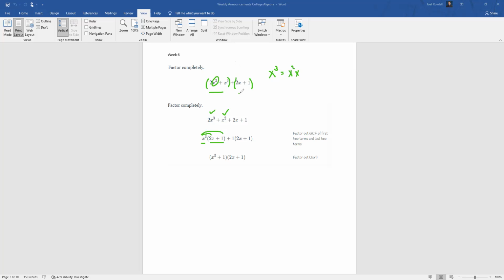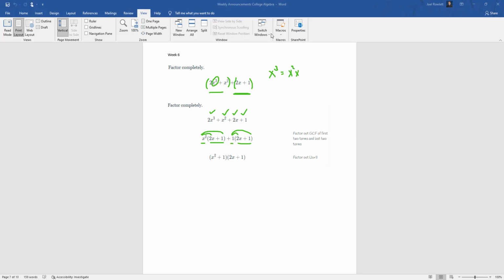Now, if we look at the second group here, the 2x plus 1, there's really nothing I can factor out other than positive 1. And that's exactly what they did here. They took out a positive 1. And then what was left over is 2x plus 1. Let's check that. 1 times 2x is 2x. That checks. Then I have a 1 times positive 1, which is positive 1.